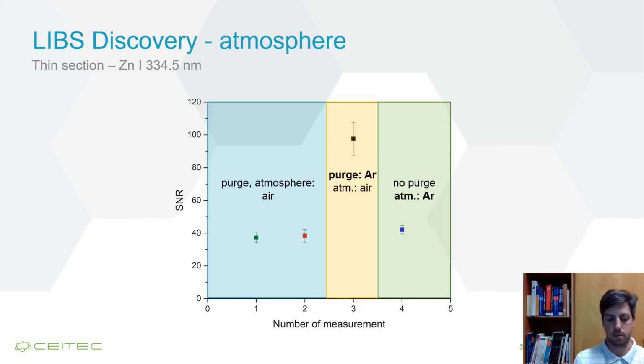The final parameter that we have investigated is the atmosphere surrounding the sample. I'm just showing again results for thin sections and the signal-to-noise ratio of zinc. We have studied purge and atmosphere as such, and the best results that we have obtained are for argon purge and the sample in ambient air. That is quite interesting when comparing to just analysis in a pure argon atmosphere without any purge, without any flow over the sample surface. So the best signal-to-noise ratio is for simple argon purging.